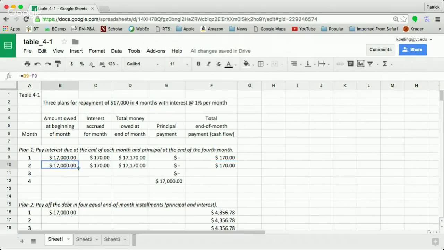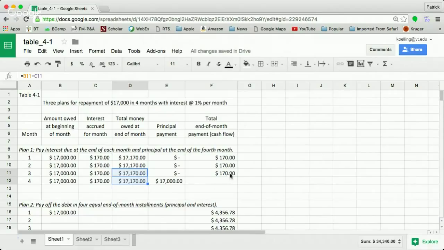I can copy this formula down because it follows the same rules as the previous month. $17,000. How much interest? $170. What do we owe? This is all very much the same. The fourth month, we owe $17,000. The interest that's accrued over the year is $170. What do we owe?